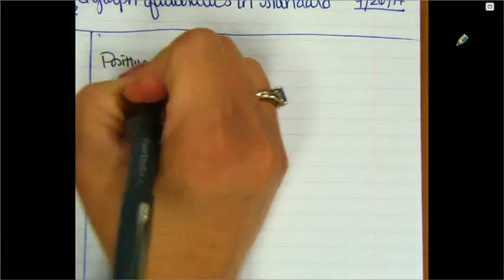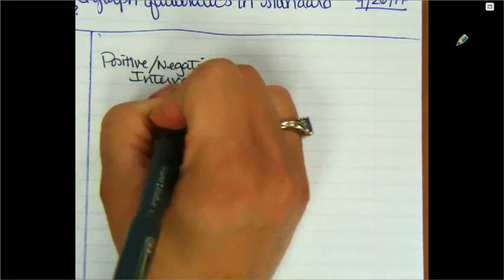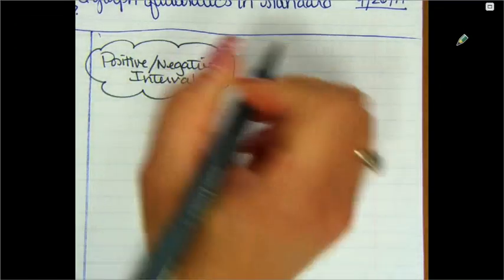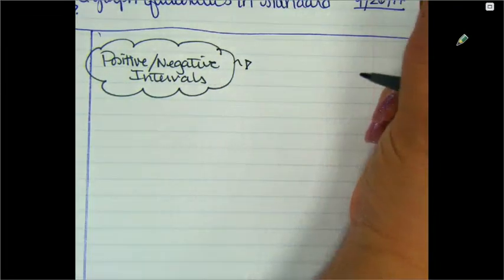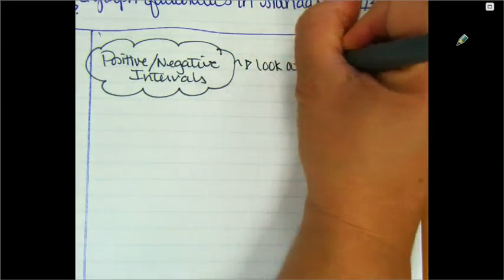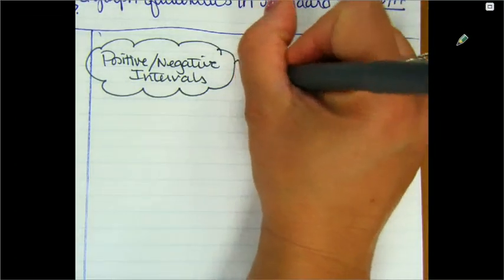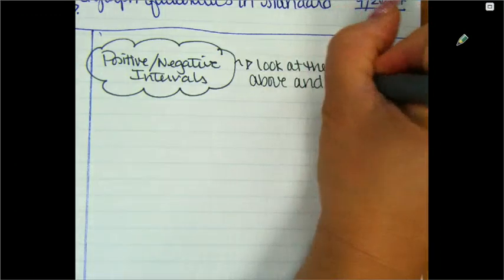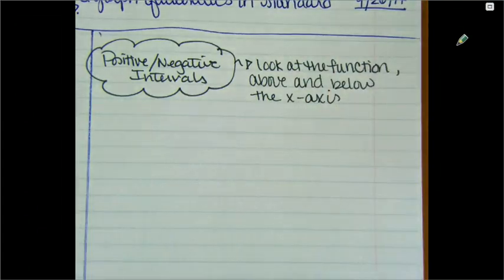Okay. Let's talk about 2 things really quick. We're going to talk about positive and negative intervals. For positive and negative intervals, we look at the function above and below the x-axis. So what does that mean? We're looking at the function to see what's above and what's below the x-axis.